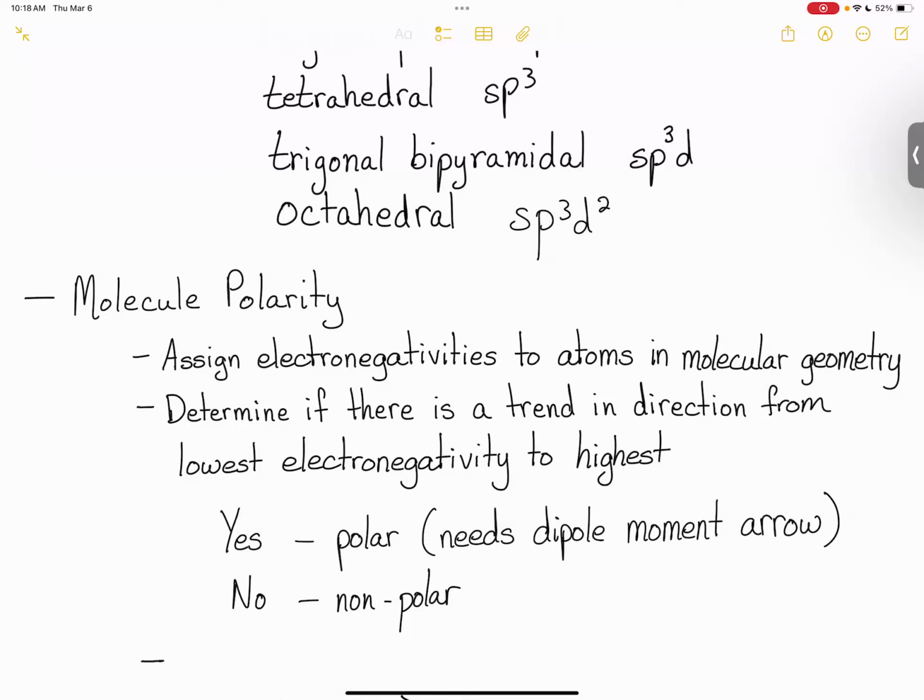And look for trends. If you look at oxygen, oxygen has an electronegativity of 3.5, whereas carbon has an electronegativity of 2.5. That comes directly from that periodic table.